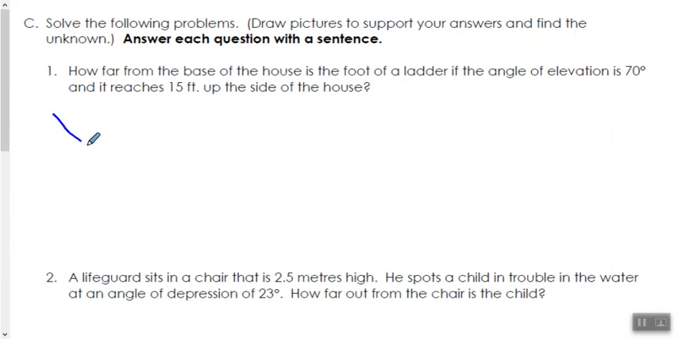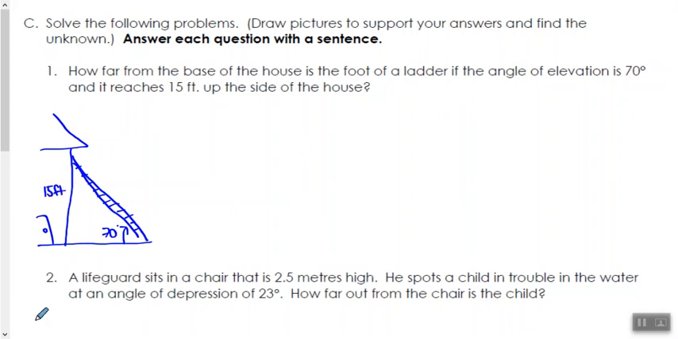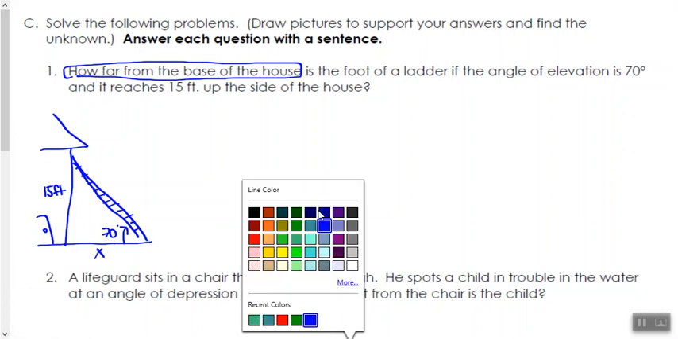So first off, drawing our house. Here's my beautiful house. I have a ladder leaning up against the house. Here it is. The angle of elevation, so from the ground up, remember, is 70 degrees. So I know the ladder reaches 15 feet up the side of the house. So 15 feet. And I want to know how far from the base of the house is the foot of the ladder. So I'm looking for this. Now we have our picture.